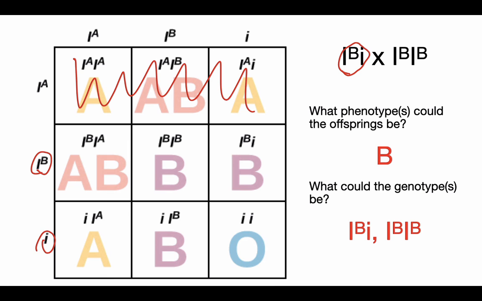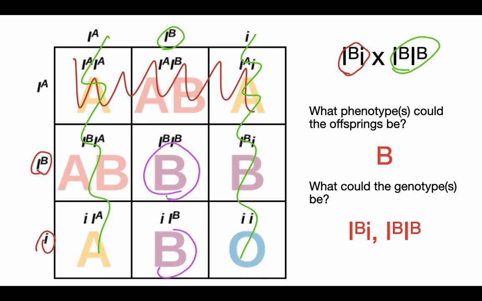What can the second parent give? Big I^B. Can't give any little i's, can't give any I^A's. So what can the offspring be? B. Either big I^B, big I^B, or big I^B, little i. Either one of those is going to be B.